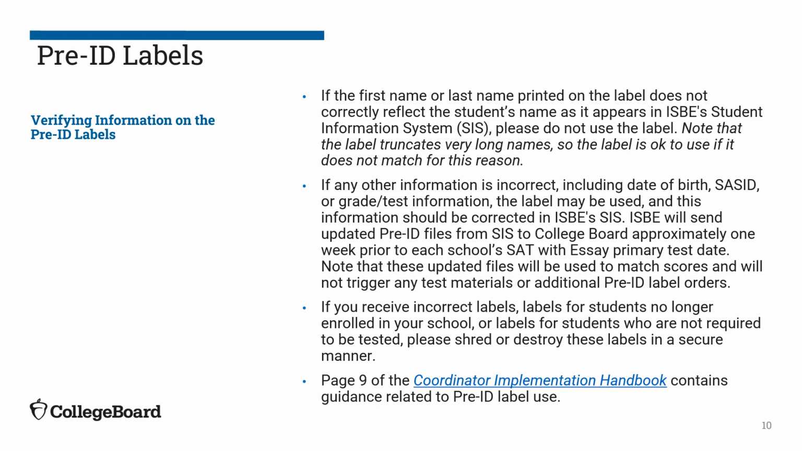ISBE will send updated pre-ID files from SIS to College Board approximately 1 week prior to each school's SAT with Essay primary test date. Note that these updated files will be used to match scores and will not trigger any test materials or additional pre-ID label orders. If you receive incorrect labels, labels for students no longer enrolled in your school, or labels for students who are not required to be tested, please shred or destroy these labels in a secure manner. Page 9 of the Coordinator Implementation Handbook contains guidance related to pre-ID label use.